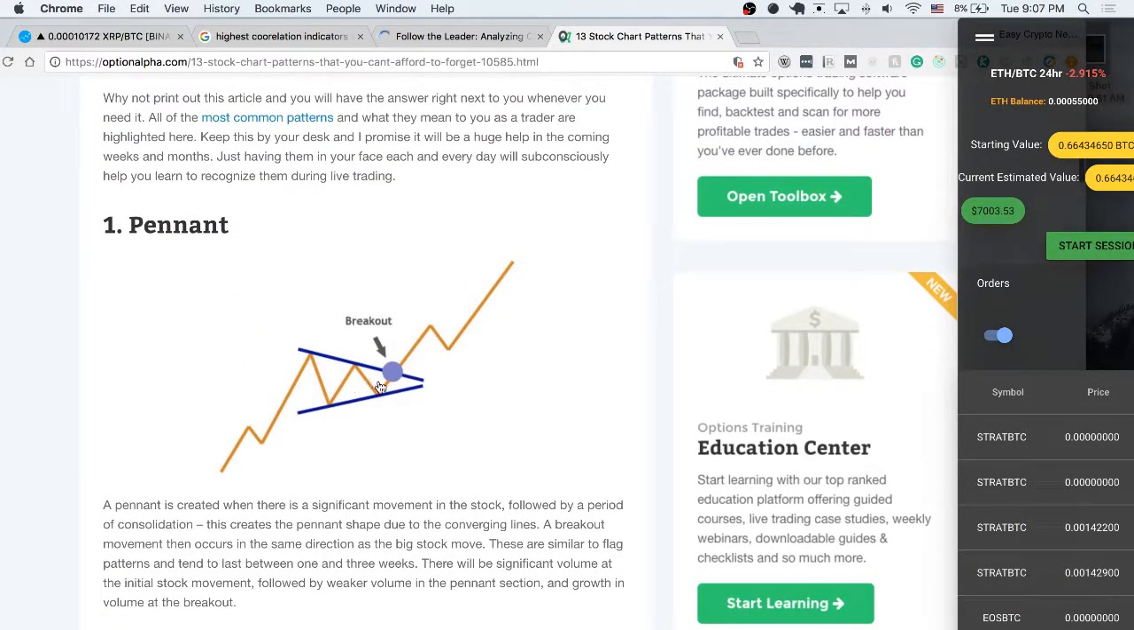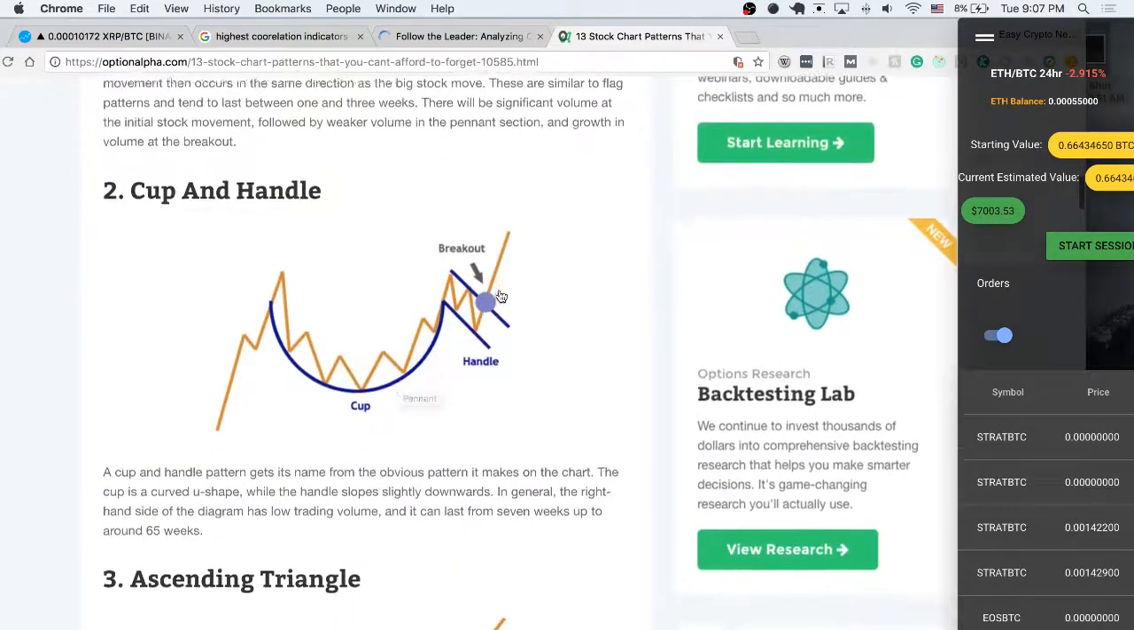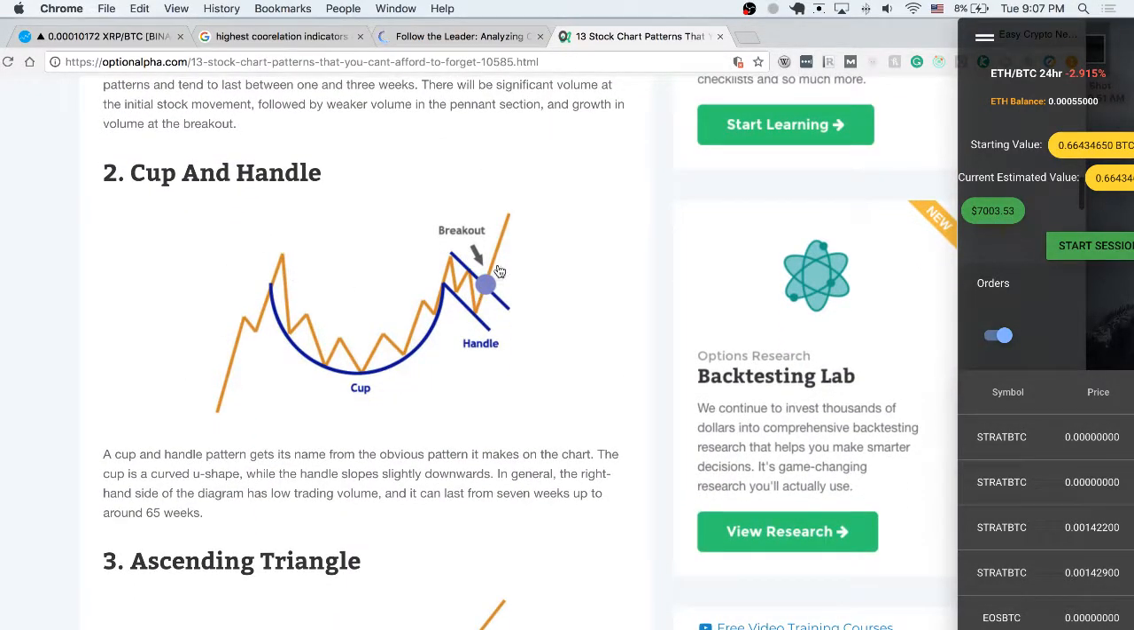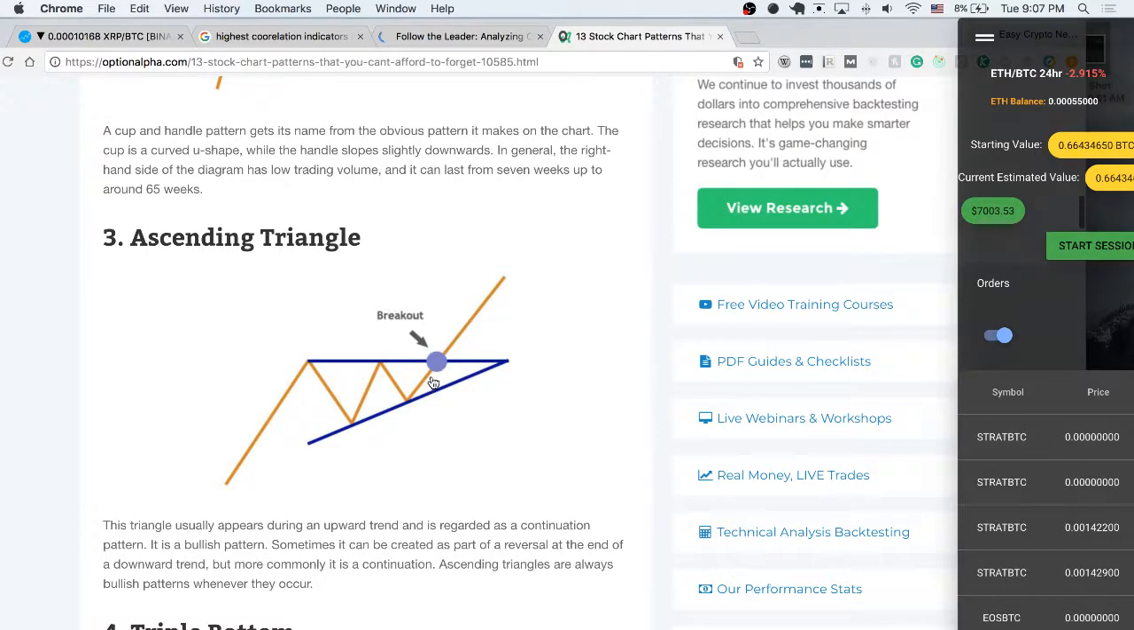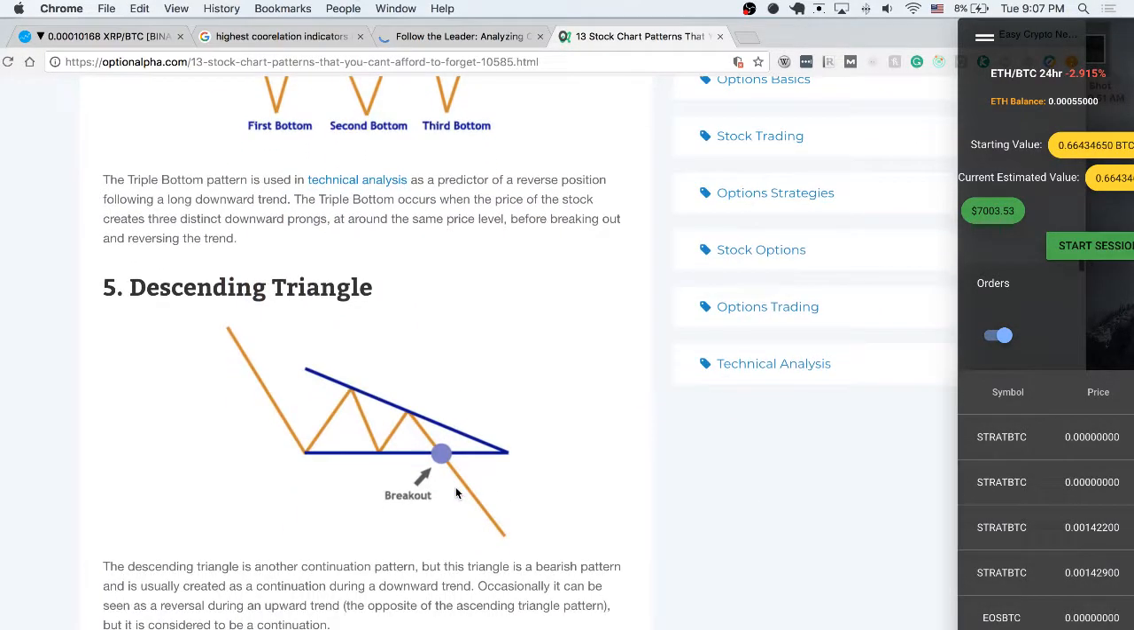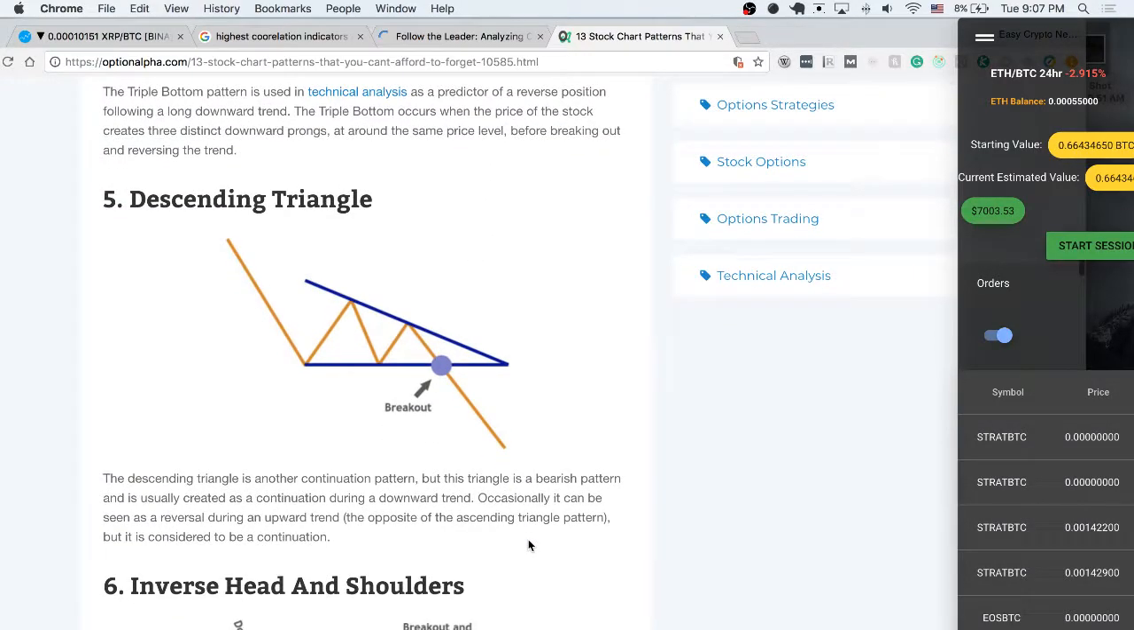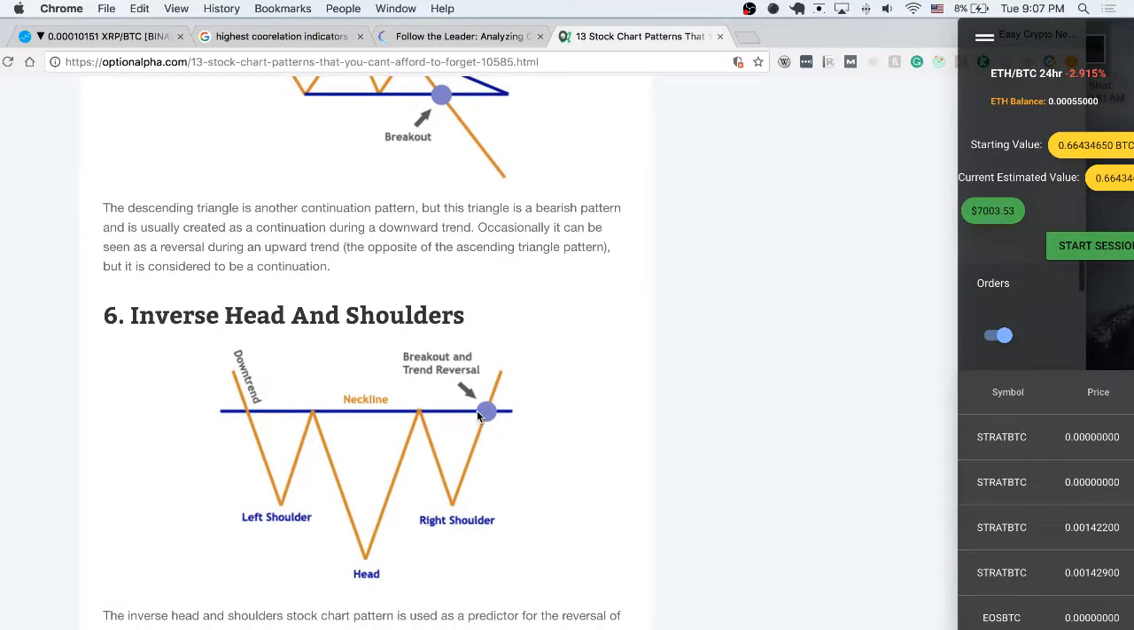So this is a pennant pattern here, right? This is a cup with handle. This is an ascending triangle. This is a triple bottom here. This is a descending triangle. This is a bearish pattern. So you're looking for the breakout here. Basically, if it breaks out past this, we have a positive. But since it broke out below the triangle, we know that it's a bearish signal. So these breakouts here, that's what we're looking for.